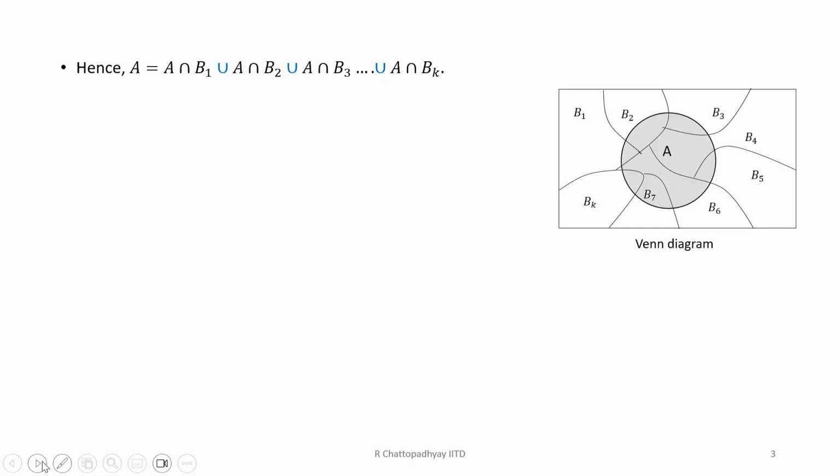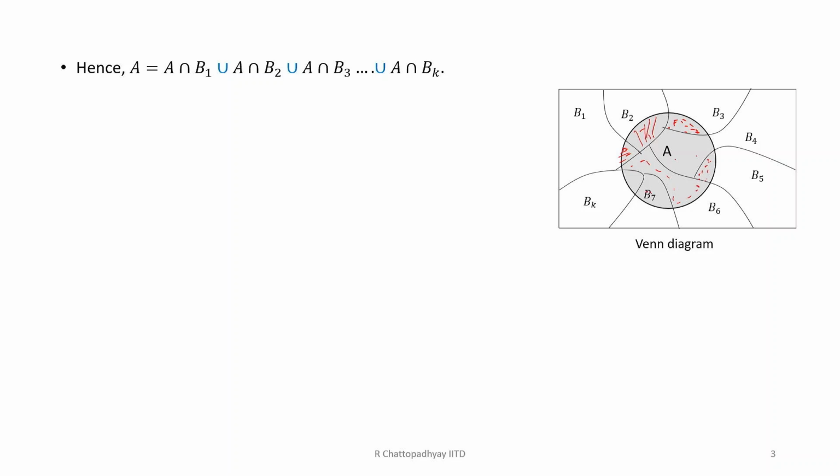So therefore, we can write that A has an intersection with B1, which is this part. Then it has an intersection with B2, which is this part. It has an intersection with B3. It has an intersection with B4. Entire this whole thing is B4. Here we have B5. Then we have B6 starting from here.